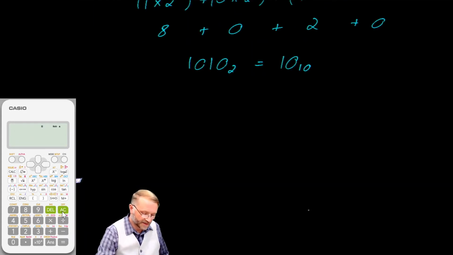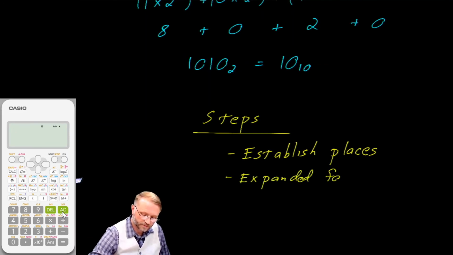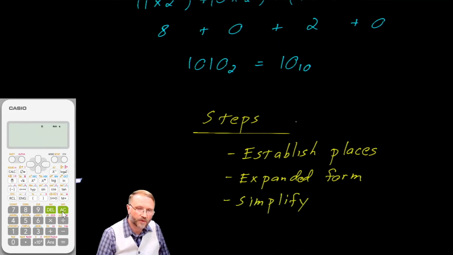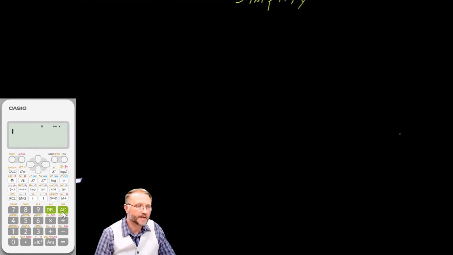If we wanted to write down some general rules, we could say these are the steps. Our first goal is to establish places. Our next rule was to write it in expanded form. And from there, we simplify. Before we move on, we should mention that these were the steps to go from an arbitrary base, we'll call that base x, to decimal. Now, if we can do that, we can certainly go in the other direction.